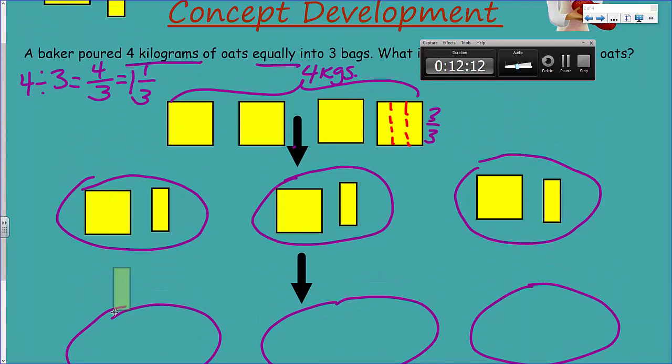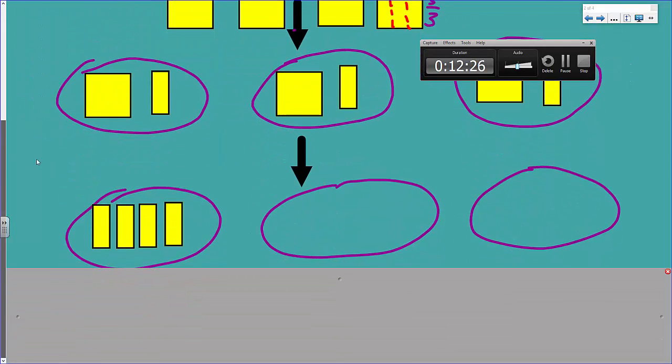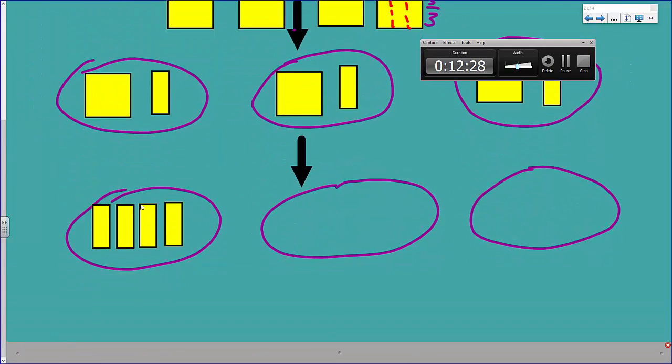And now I'm going to drag and put 1, 2, 3. Yes, 3/3. Remember that one whole, and then we need 1 more. And look at that. We have ourselves 4/3. We do. And now what I could do is I can actually show this.